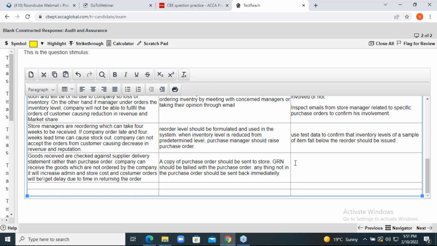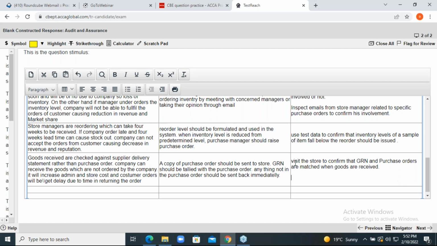First of all, you can visit the store to confirm that GRN and purchase orders are matched when goods are received. So this is one of the tests of control.